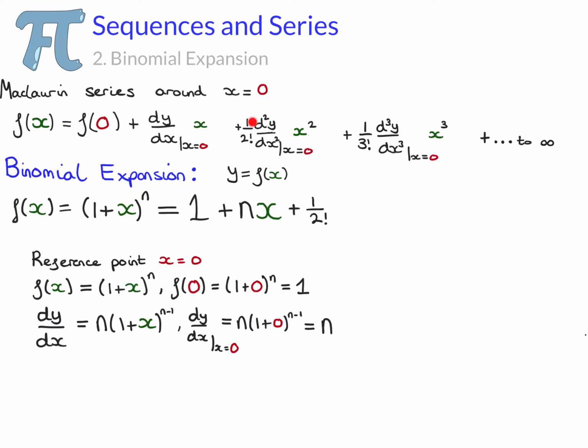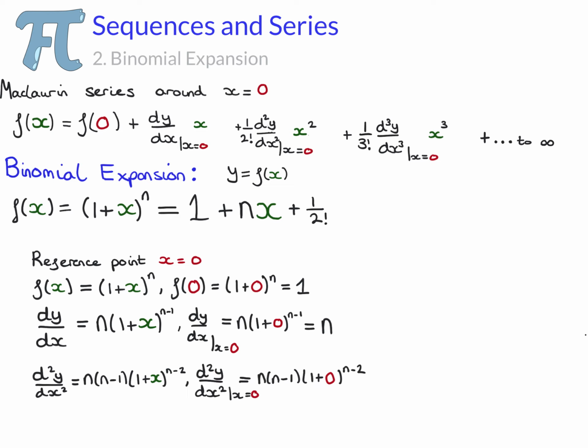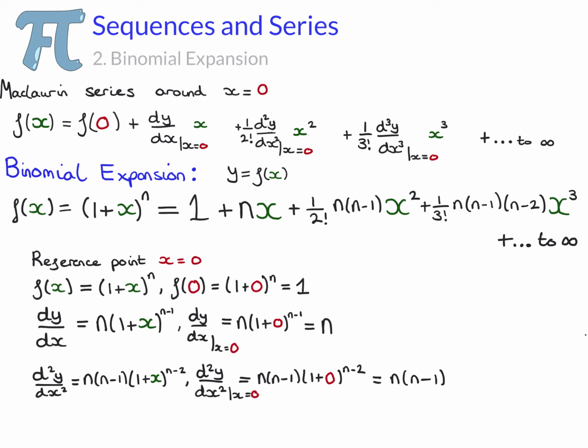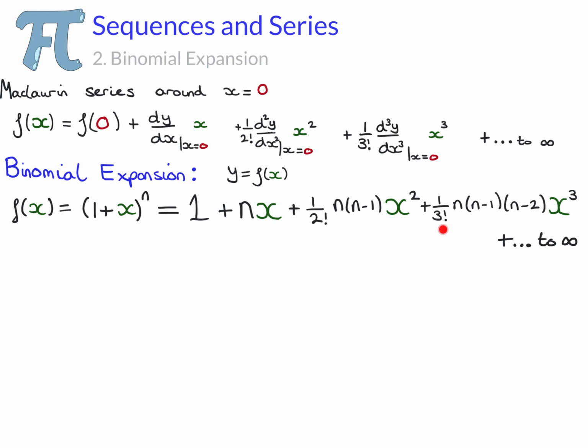The 1 over 2 factorial is multiplied by the second derivative, evaluated again at x is equal to 0, to form the x squared coefficient. This process is continued, and the resulting series is the following. This is what we call the binomial expansion.